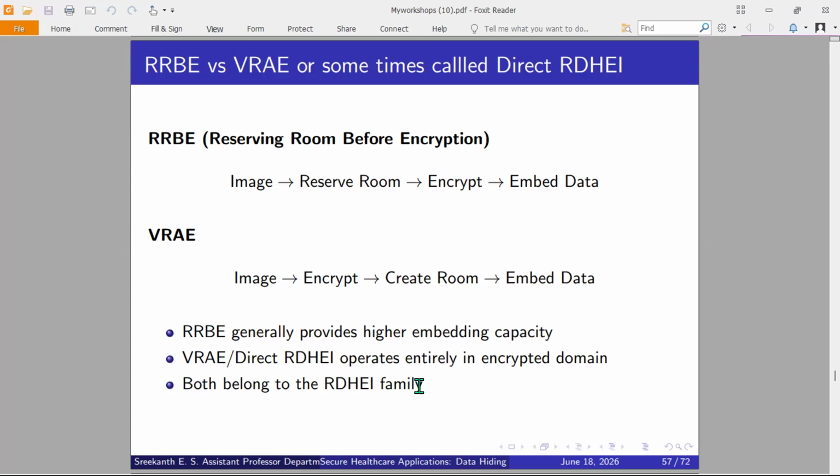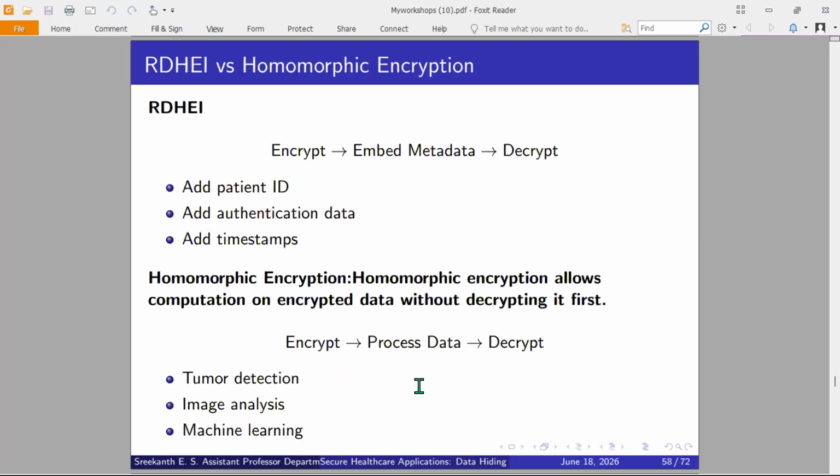So the first one is reserving room before encryption, and the other is vacating room after encryption. In the second case, the space for embedding is created only after encryption. These two approaches are the main ones in the literature. Both belong to the reversible data hiding in encrypted images family, but they are classified into two.